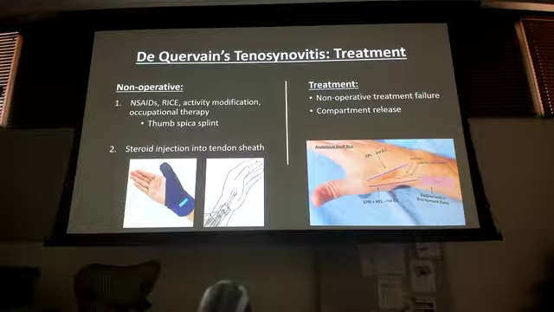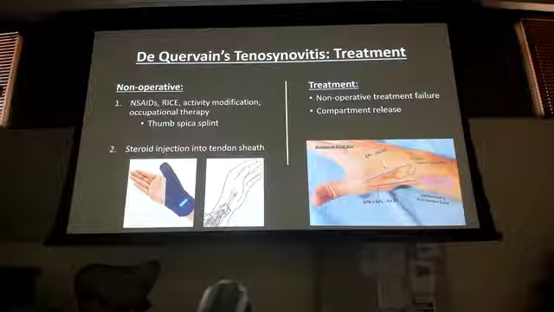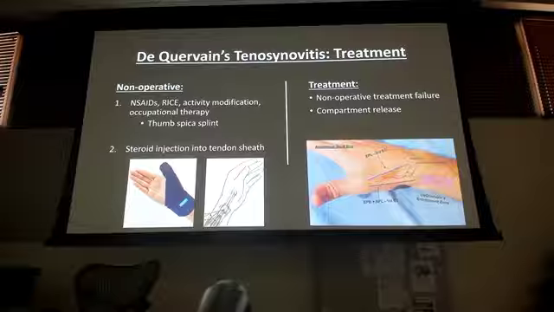Okay? Now, if you're going to do an injection, you see this picture down here? Right? Do you think that's injecting into the sheath and not the tendon itself? The answer, of course, is yes. Right? So you want to do a tendon sheath injection. We do those all the time. If you're comfortable with them, bless you.